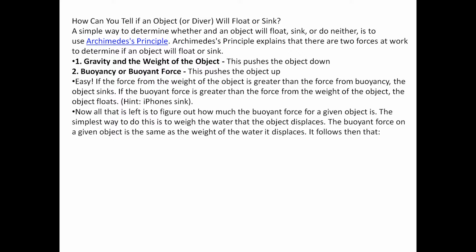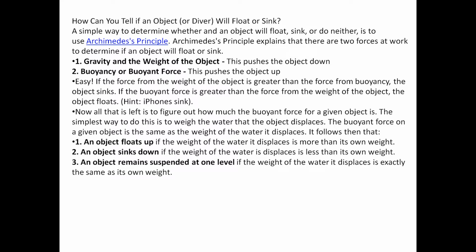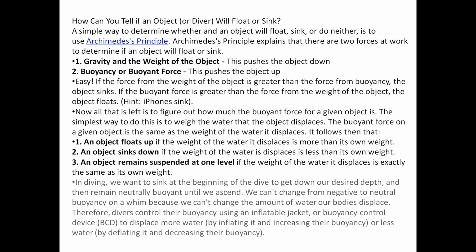It therefore follows that an object floats up if the weight of the water it displaces is more than its own weight. An object sinks if the weight of the water it displaces is less than its own weight. An object remains suspended if the weight of the water it displaces is exactly the same as its own weight. In diving, therefore, we want to sink at the beginning of the dive to get down to our desired depth and then remain neutrally buoyant until we ascend.